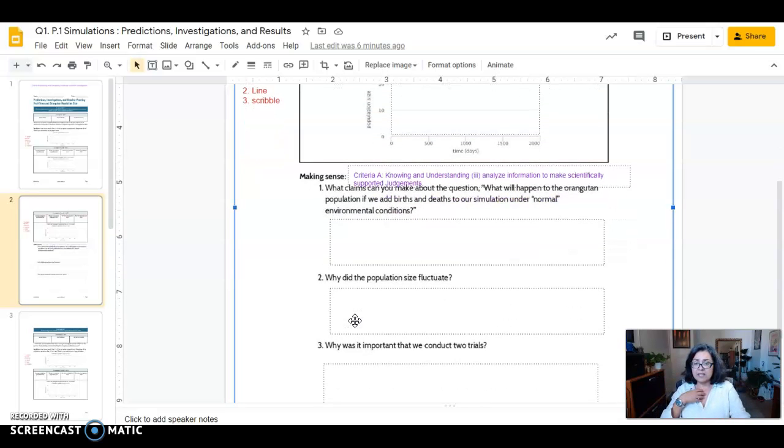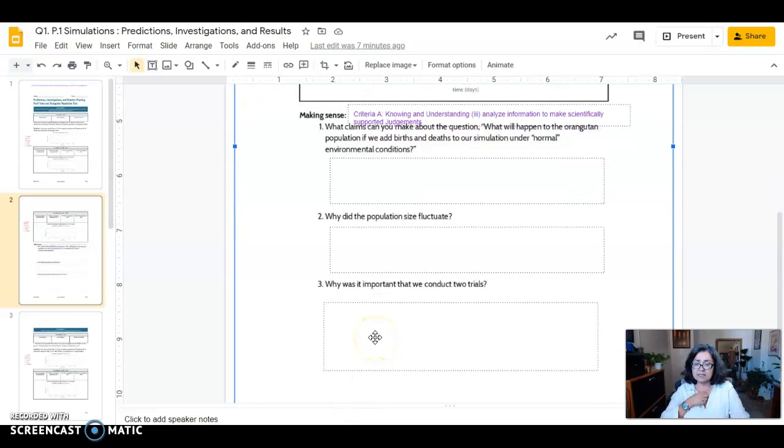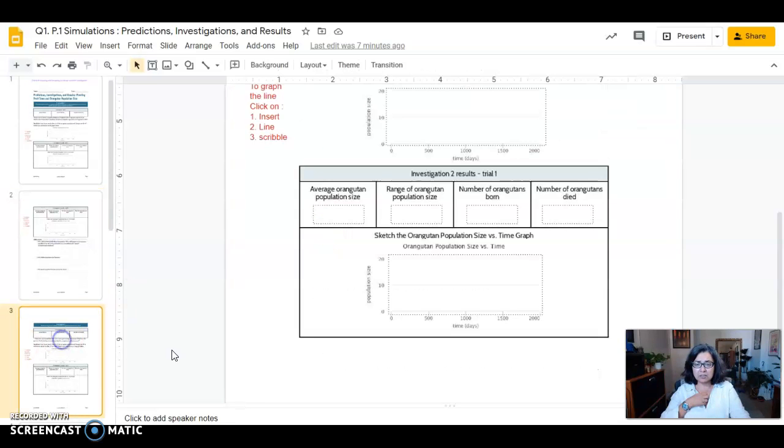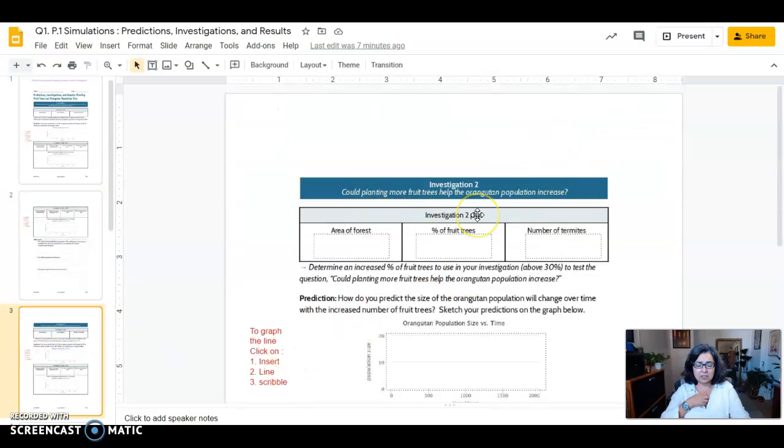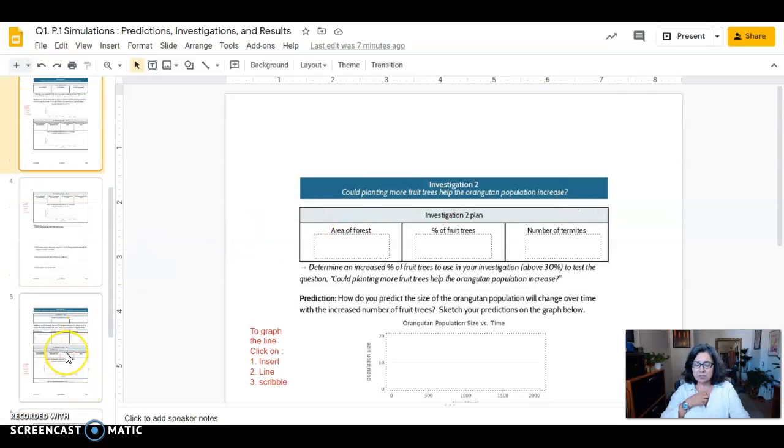Then you will go ahead and answer why the population size fluctuated. Fluctuate means goes up and down, not stay constant. And the last question says, why was it important that we do 2 trials? Okay, go ahead and give responses to that. When you get done with this part, you can get started on your second investigation. Pay attention to the question that they're asking because your claim is going to answer this question. And then once you do all of that, you're going to go to every single slide and answer it.